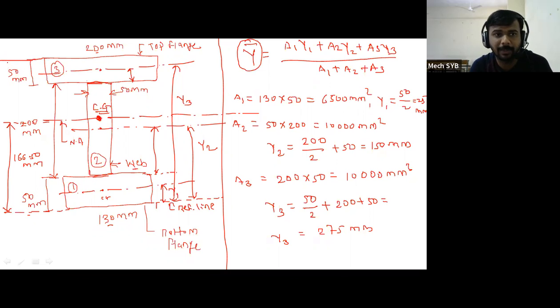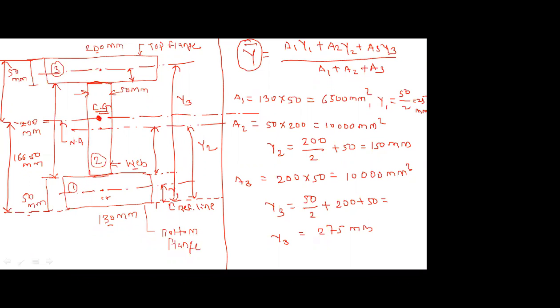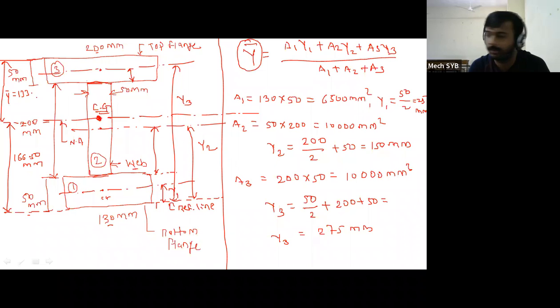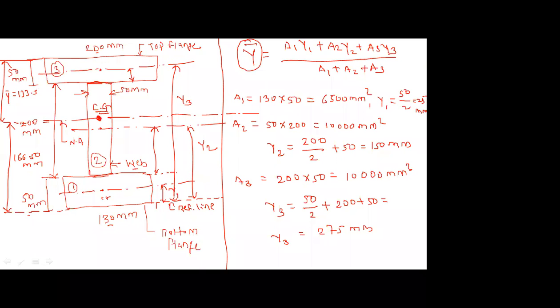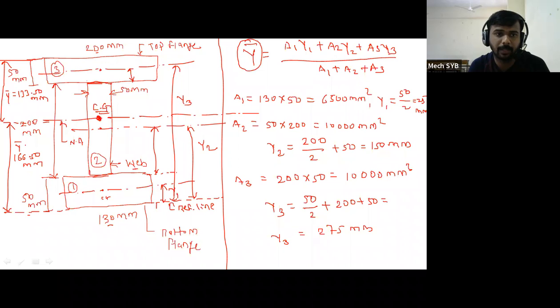Then what is the remaining distance? मग राहिलेला वरचा वाय बार किती असणार आहे? What is the remaining y bar? Total height 200 plus 50 plus 50. 300. 300 minus 166.50. What is the remaining height? 133.5. Y bar is equal to 133.50 mm. So this is the y bar.